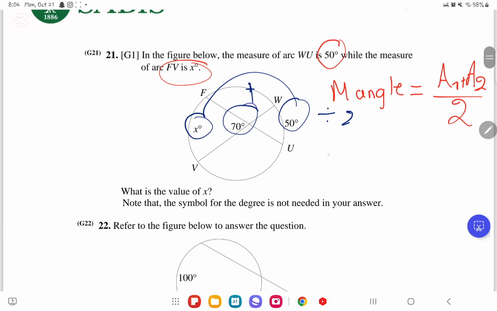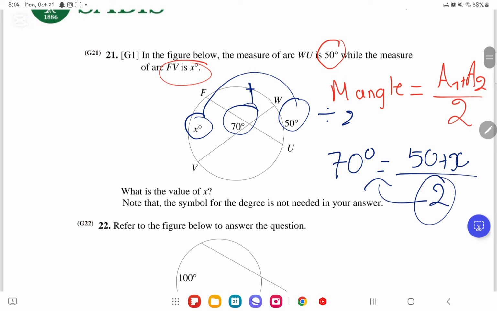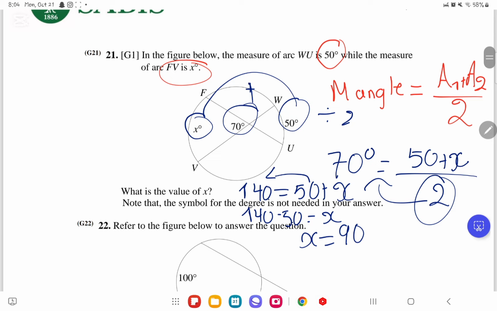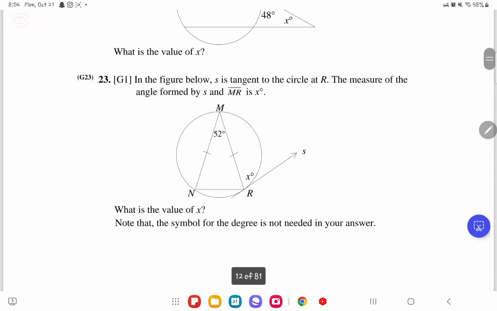So let's substitute. 70 degrees is equal to the arc 1, which is 50, plus the arc 2, which is x, divided by 2. 70 times 2 is 140, so 140 is equal to 50 plus x. So then bring 50 to the other side. 140 minus 50 is equal to x. X is then equal to 90. So that was it for grid 21.